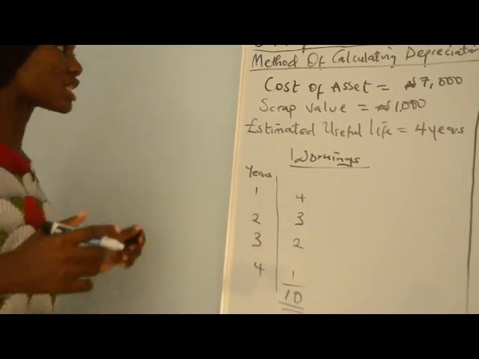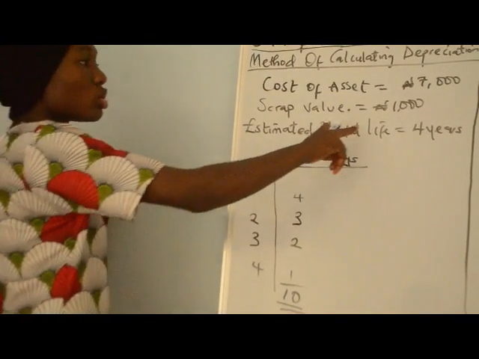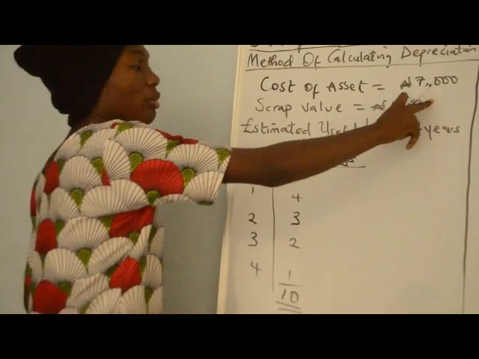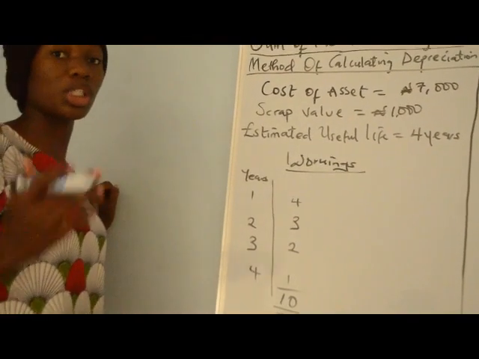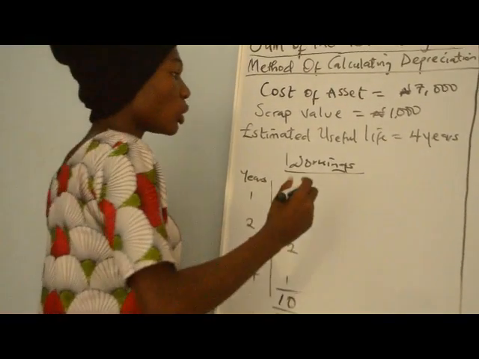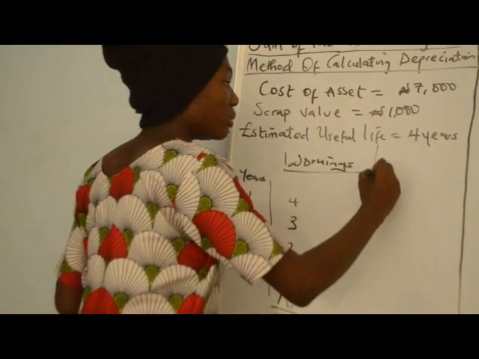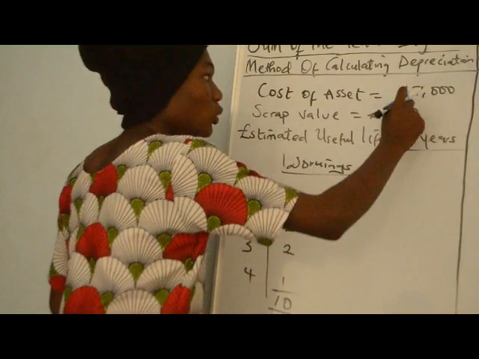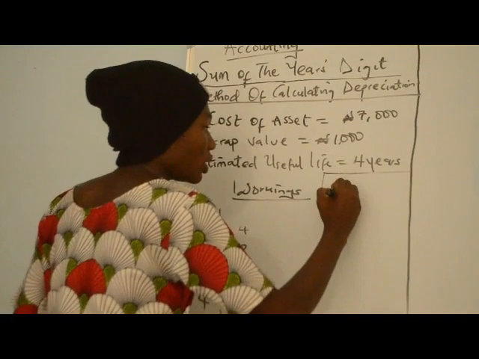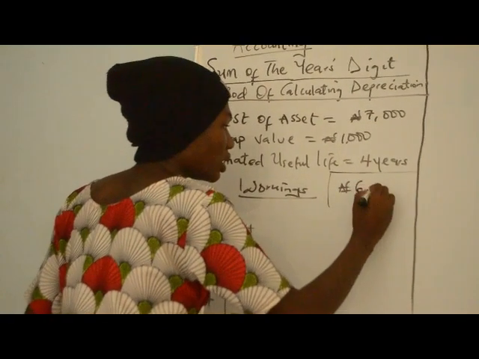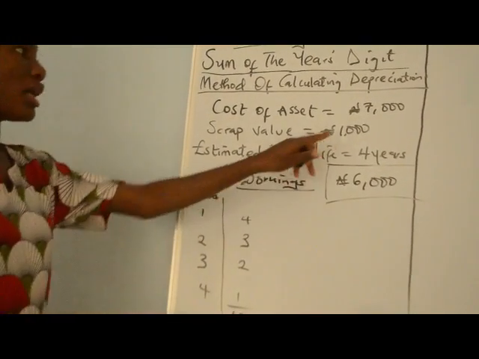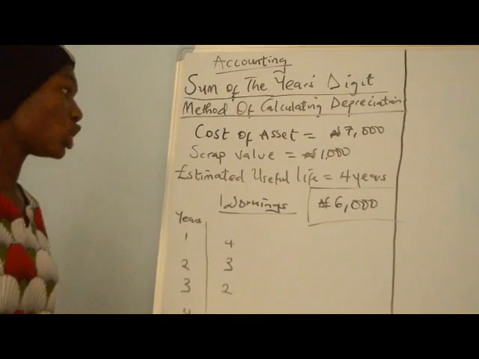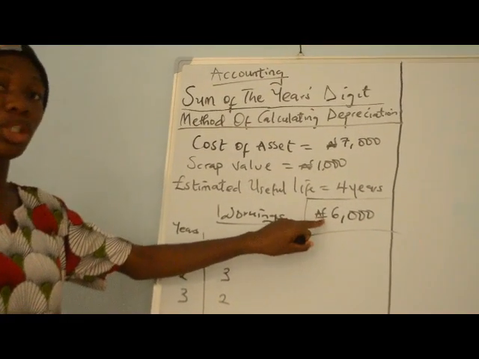Okay, or before that, we'll have to subtract our scrap value from our cost of assets, so that we can have our depreciable income. We can just do that by the side. Subtracting 1,000 from 7,000, we have 6,000 naira. So this is our depreciable income. Okay, our cost of assets less scrap value. So we'll be working with this depreciable income right now.